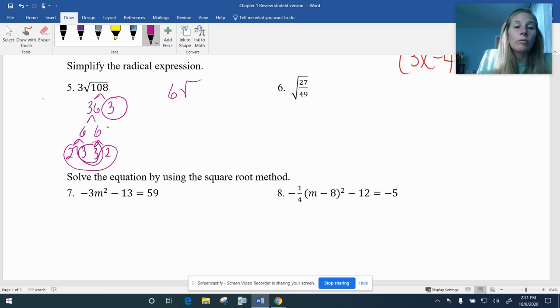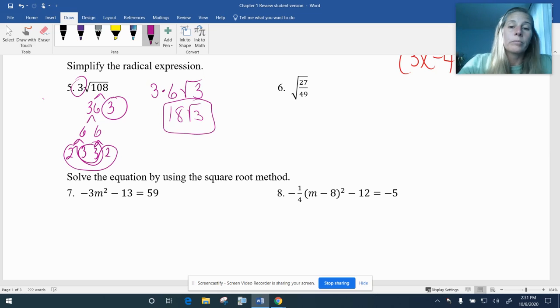There's that extra 3 left inside, but we have to remember that there was already a 3 in the front, so that's going to get multiplied to whatever number we took out, which in this case was a 6. So we have 18 radical 3.